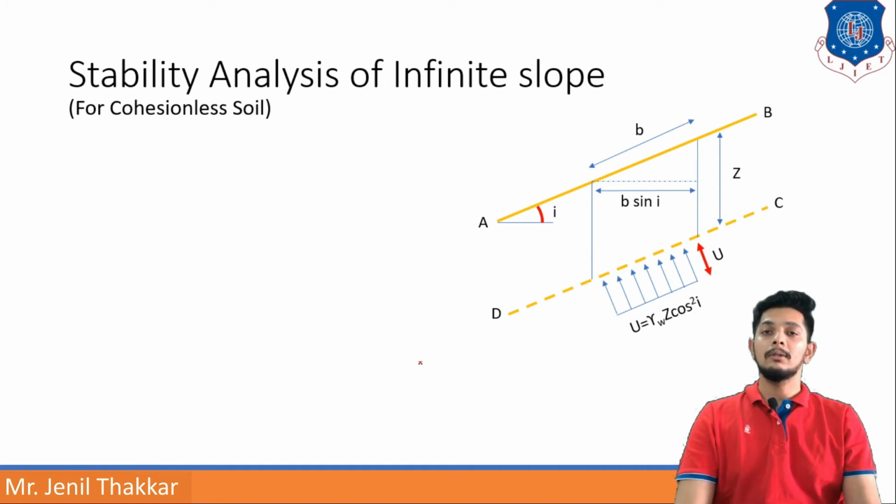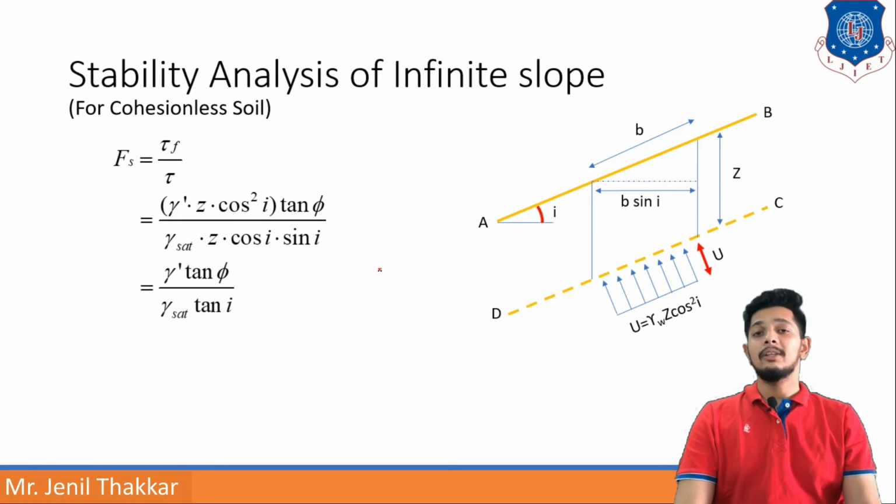Moving further, we can write factor of safety tau f by tau as gamma dash z cos square i into tan phi, upon tau, which can be written as gamma saturated z into cos i into sin i. Now cancelling z values and cos i values we get gamma dash tan phi upon gamma saturated tan i. So the factor of safety for steady seepage will be Fs is equal to gamma dash tan phi upon gamma saturated tan i. Do remember all the factor of safety formulas as well as the sigma and tau formulas.